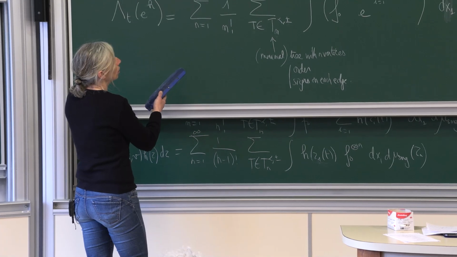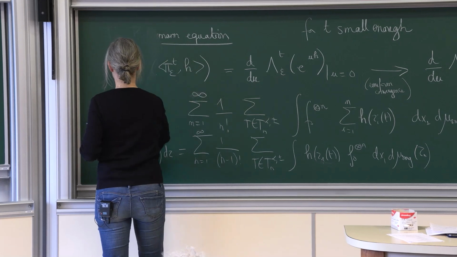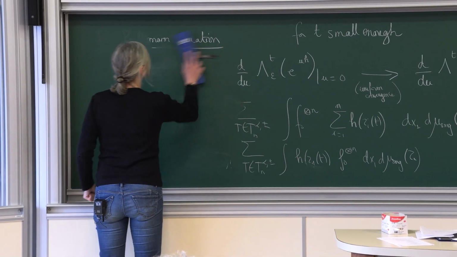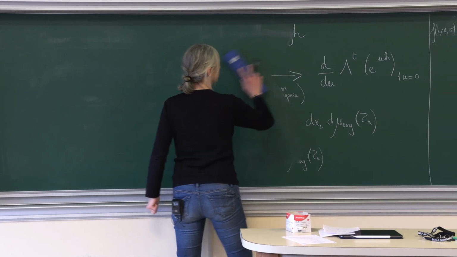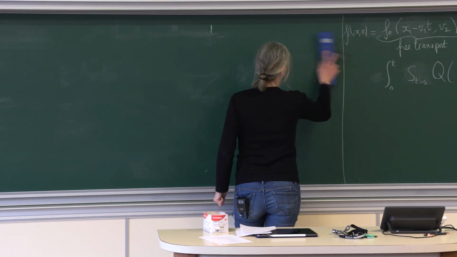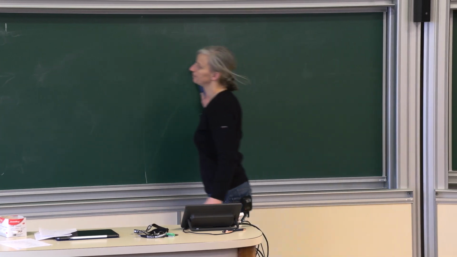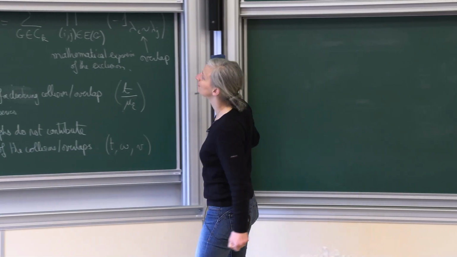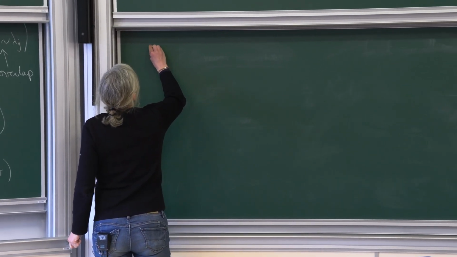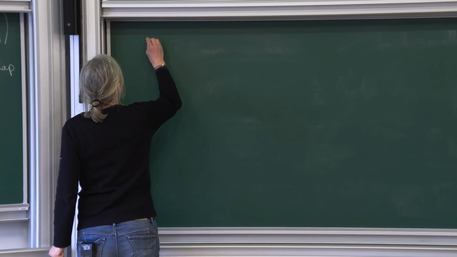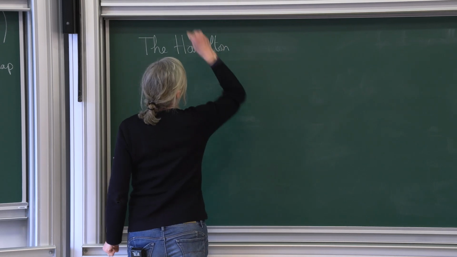So now what I would like to show you is that with this limiting current generating function, you can actually prove much more. Okay. I think that's it at the moment. Okay. So the next thing that I would like to do is to derive the Hamilton-Jacobi equation for this cumulant generating function.